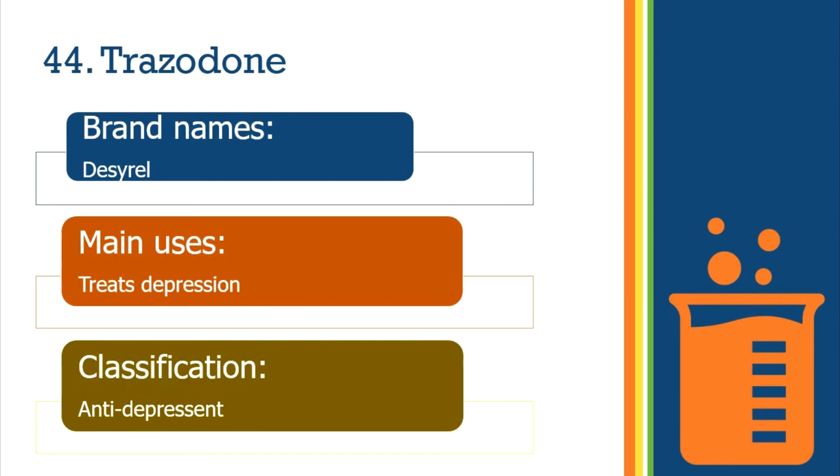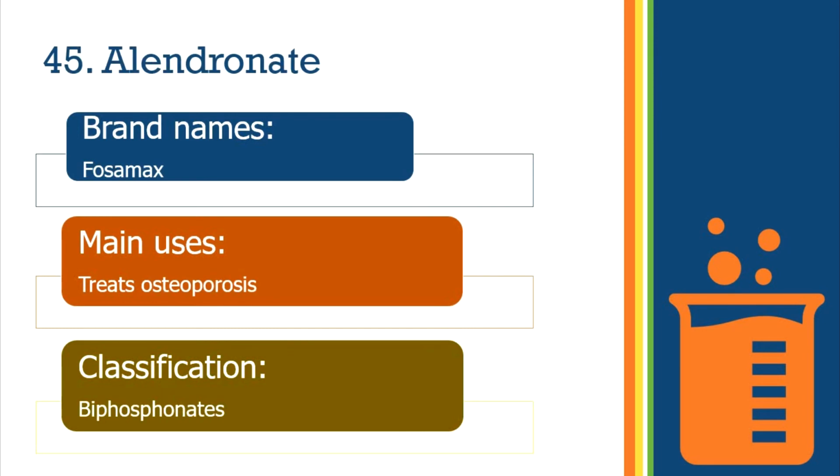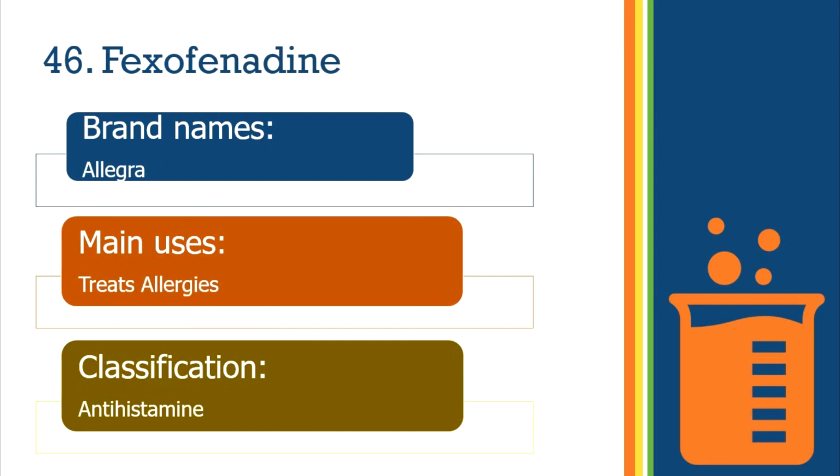Trazodone, also known as Desyrel, it is used to treat depression and classified as an antidepressant medication. Alendronate, also known as Fosamax, and it is used to treat osteoporosis. The classification of the drug is bisphosphonates. Fexofenadine, the brand name is Allegra. It is used to treat allergies, and it is classified as antihistamine.